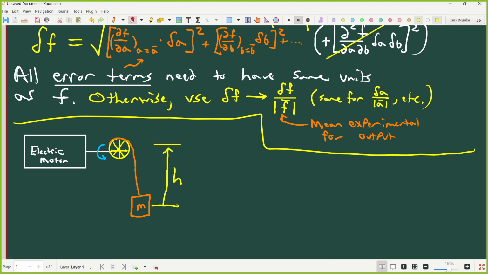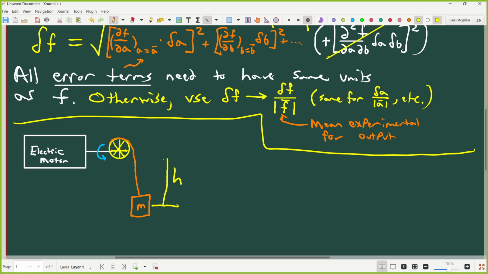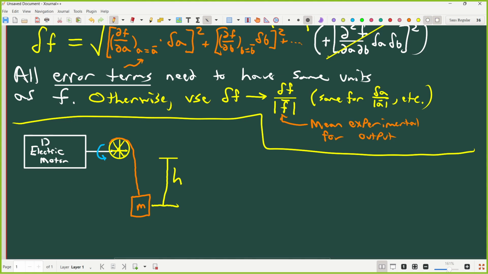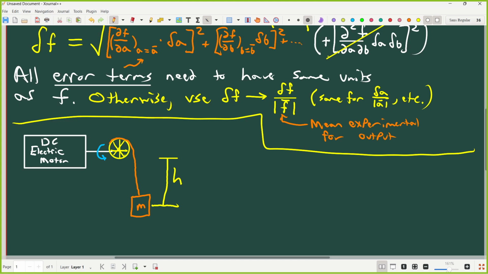Well, maybe not that high. That's above the pulley, but you get the idea, right? I want to think about a motor, an electric motor, driving this pulley to lift this mass by height h. This is what's called a DC electric motor. It's a direct current, not an alternating current.